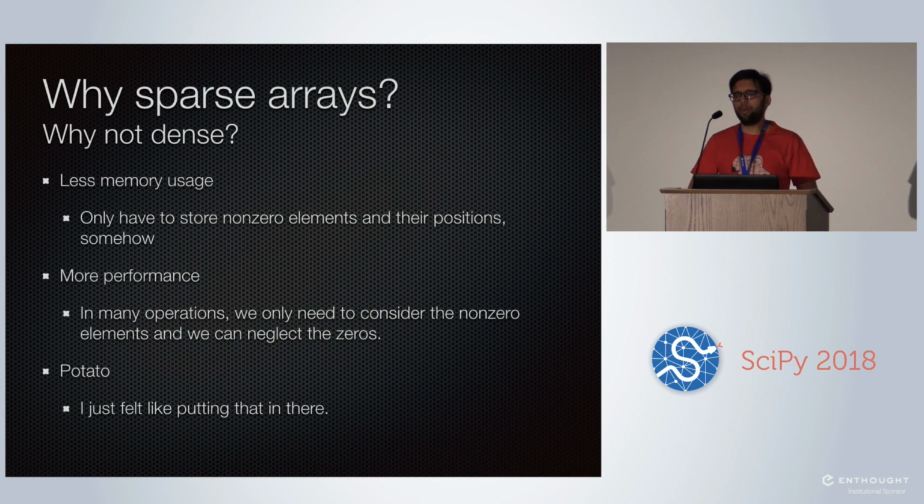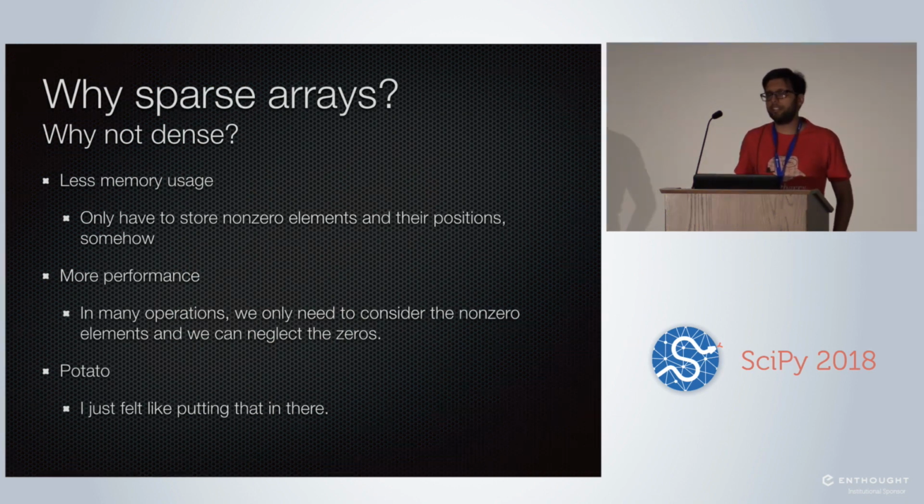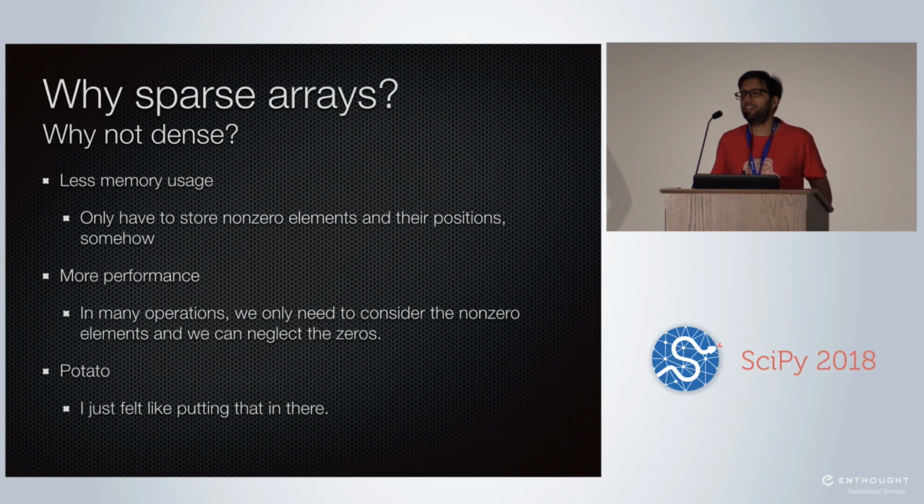So why use sparse arrays when dense arrays can do everything, theoretically? The main two reasons are less memory usage and more performance. Since you only have to store non-zero elements and a notion of their position, you use a lot less memory than you would for a dense array. And you get more performance because for operations, you can just skip over the zeros. You don't store them, you don't think about them, it's faster.